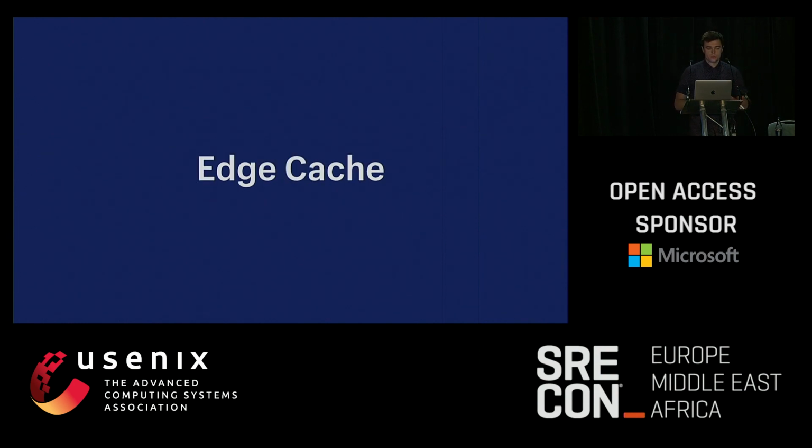So an example of how we built out an API at Shopify is edge cache. Edge cache is a caching layer we have at the edge that runs out of Nginx. It utilizes Nginx's proxy caching mechanism.